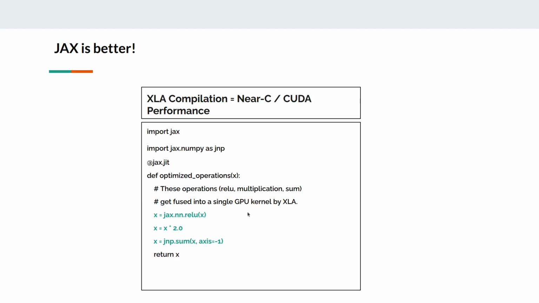Now let us understand what the performance gap is between NumPy and JAX on a simple MLP.